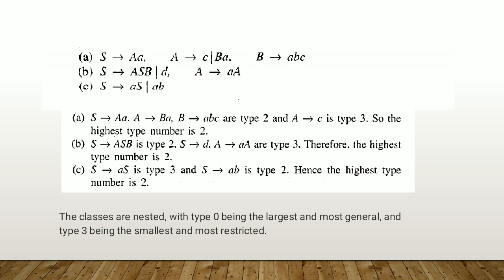Now the classes in the Chomsky hierarchy are nested, with type 0 being the largest and most general and type 3 being the smallest and most restricted.